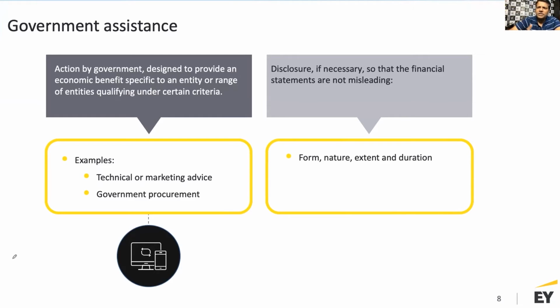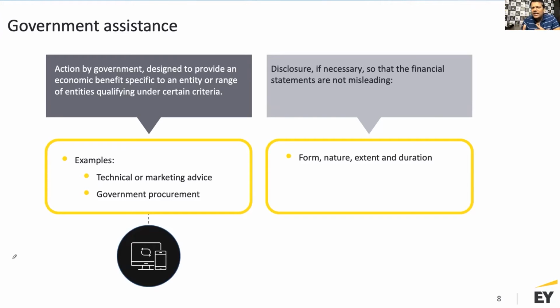Then it becomes a subject matter of evaluation to say, is there any form of government assistance which I have received, and hence I need to appropriately account for or at least disclose if necessary, so that financial statements are not misleading in terms of its form, nature, extent, and duration. So the whole idea is how do you distinguish the performance of the enterprise of its own vis-a-vis the performance of the enterprise as a result of a government assistance or government intervention.